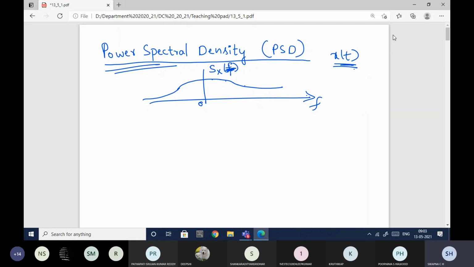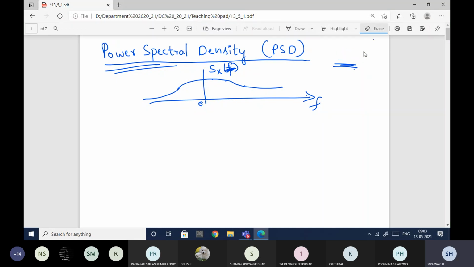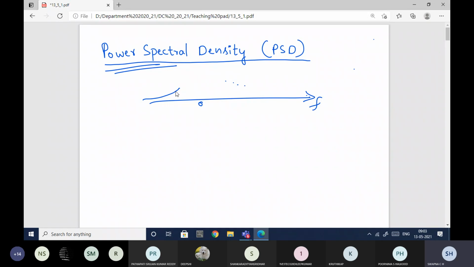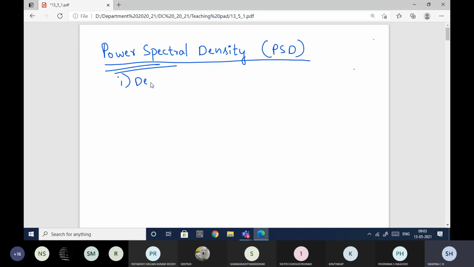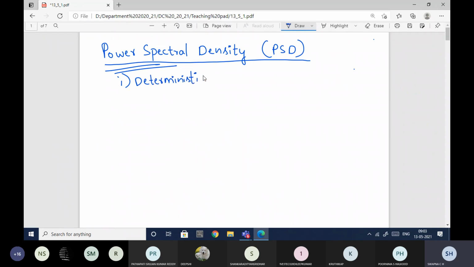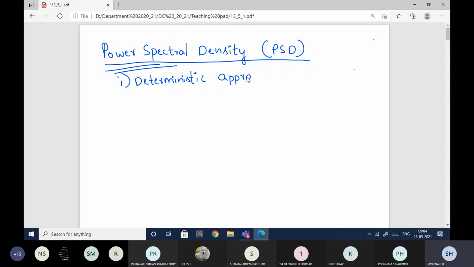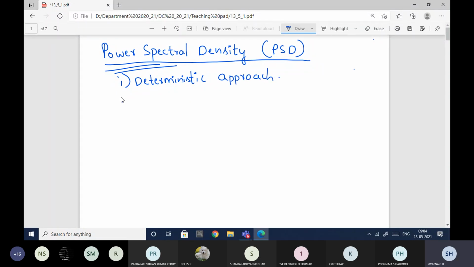Here we need to calculate this power spectral density for the line codes: unipolar NRZ, bipolar NRZ, polar NRZ, and Manchester encoding. For all these four schemes, we need to calculate the power spectral density. To calculate the power spectral density, we have two approaches. The first one is the deterministic approach, and the second one is the stochastic approach.